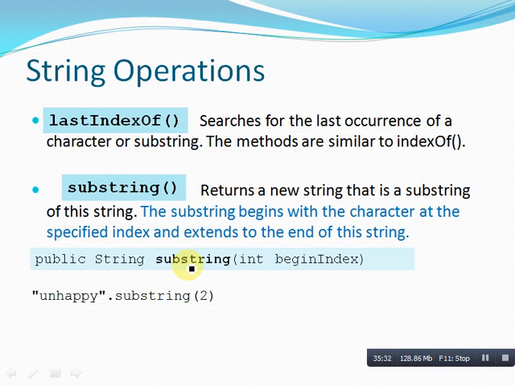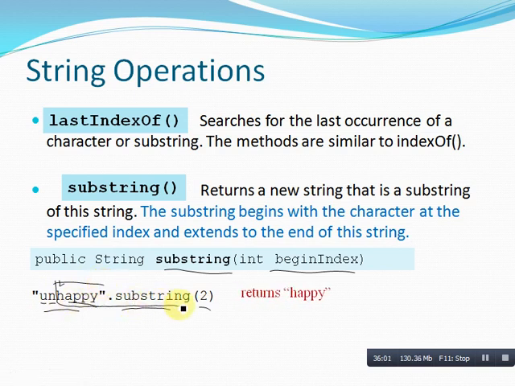Another method we have is called substring, to take a substring of a string, or to cut a particular part from a string. For example, if I say "unhappy".substring(2), it means take the string from the second character. It is 0, 1, second character is this one. So it will take the string from here till the end. So the result of this is "happy".